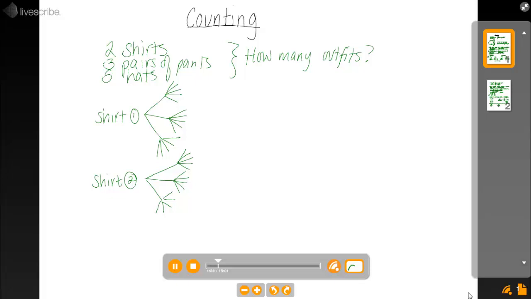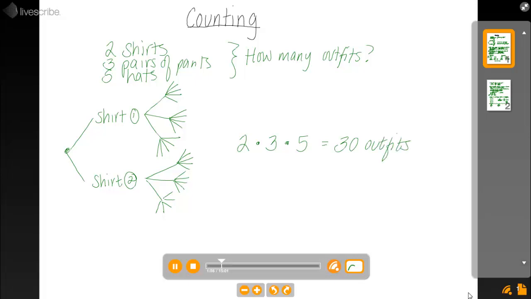So how many endpoints are there? You could think of it this way: for each shirt, there's 3 pairs of pants. For each pair of pants, there's 5 hats. So the number of outfits is actually just 2 multiplied by 3 multiplied by 5. We're multiplying all of our options at each juncture. And that gives us 30 possible outfits.